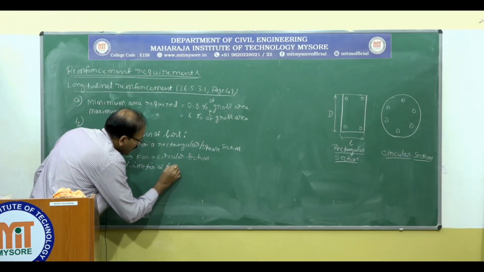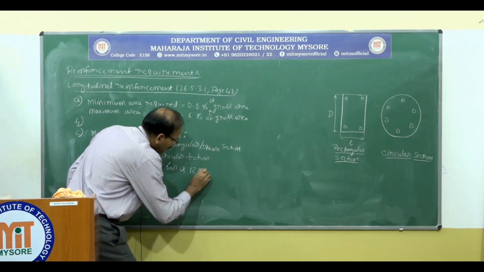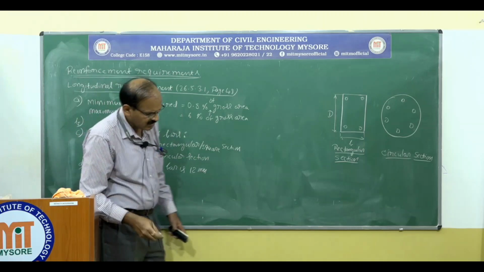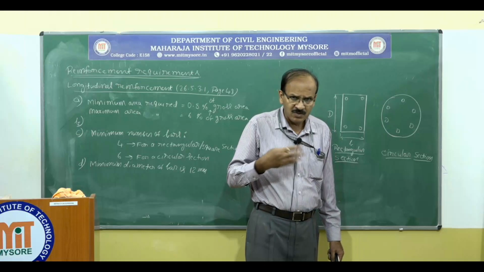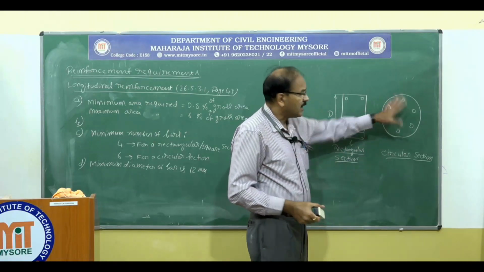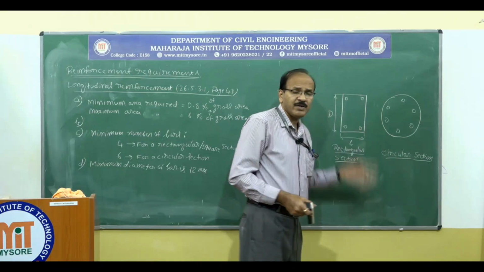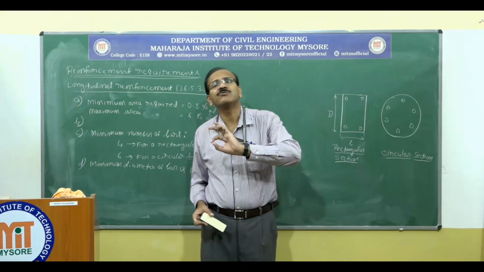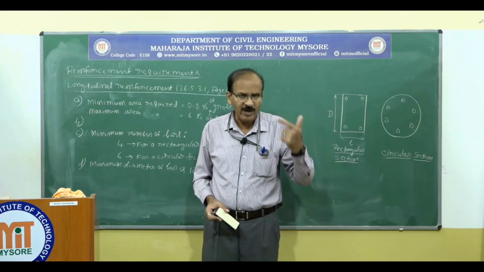Minimum diameter of bar is 12 mm. Of course, we have bars starting from 6 mm, 8 mm, 10 mm, 12 mm. So especially for a column, the minimum diameter of the bar should be 12 mm. You should not use 10 mm dia bars for columns. Okay, 12 and above.